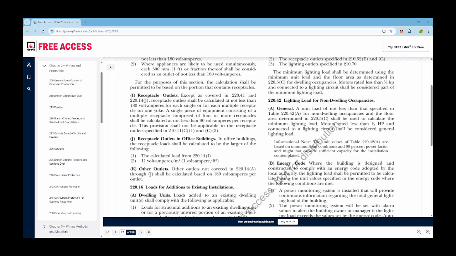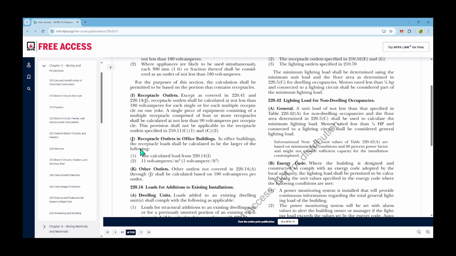So this isn't one of those multi-recep deals that we're talking about. We're just talking about either a duplex or a quad boxes on the wall for some offices. So we kind of wouldn't have to worry about that second part. And then we look at J, 220.14J, which says receptacle outlets in office buildings.